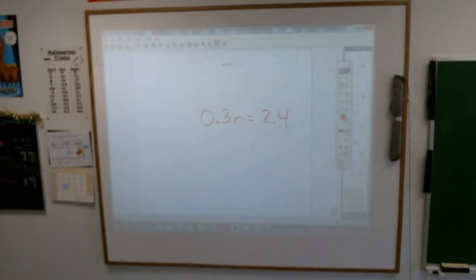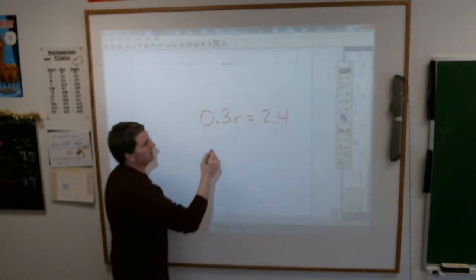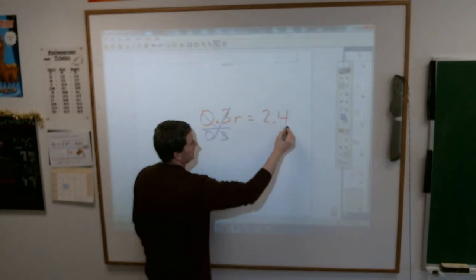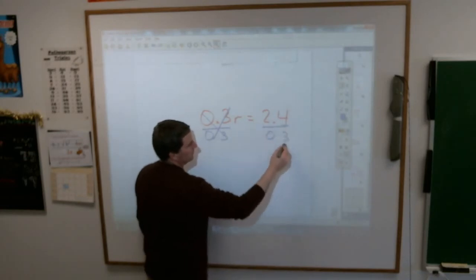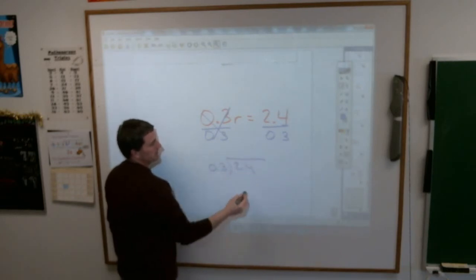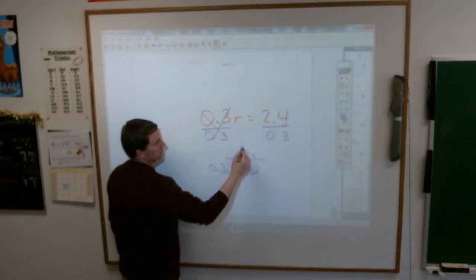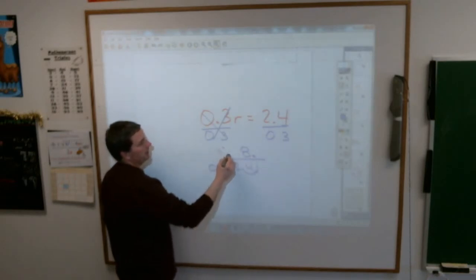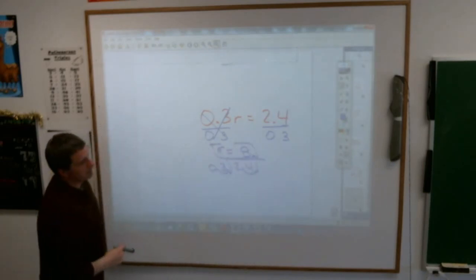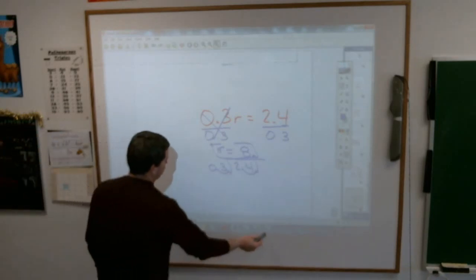So you ended up with, and again, this is what I'm looking for, so that I'm absolutely positively clear on this. Divide by 0.3, cross this off for me. Divide by 0.3, and you might have to actually do that division down here. 0.3 and 2.4 is decimal over one place, decimal over one place. 3 goes into 24 8 times, r equals 8. Questions on that? Does it look too difficult for you?